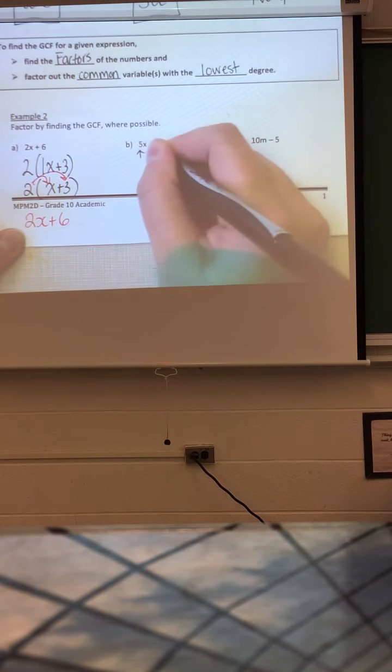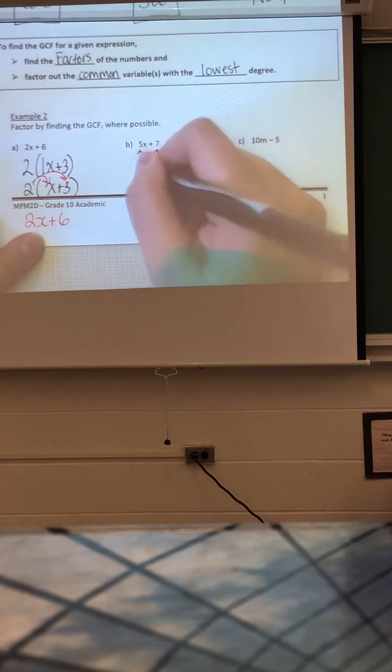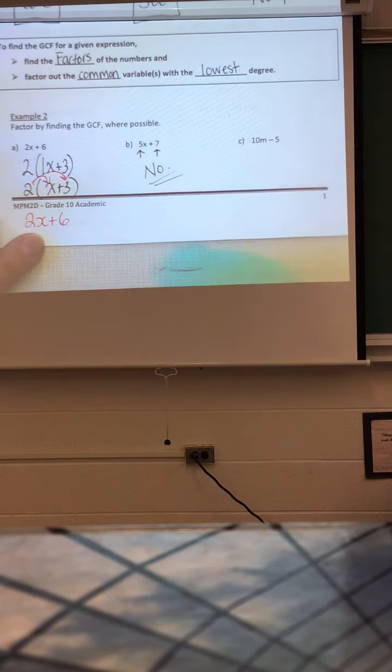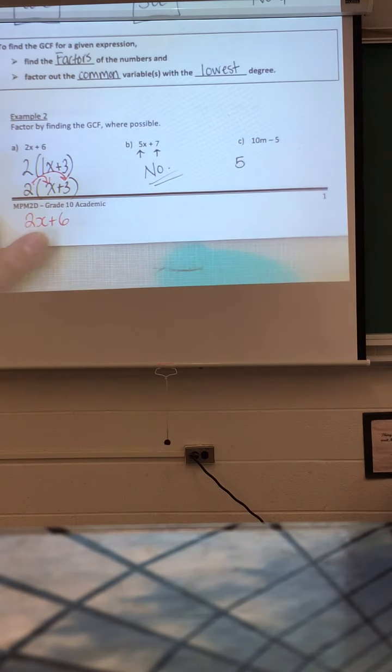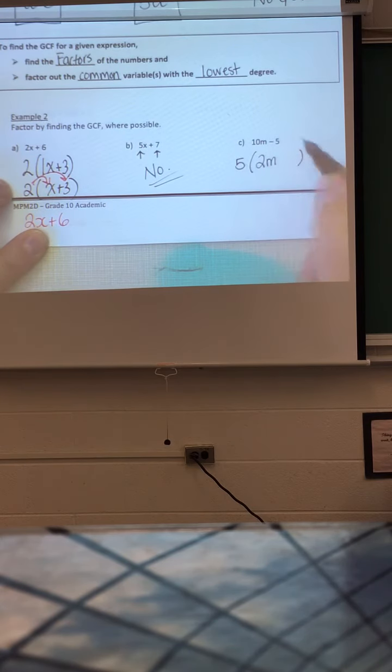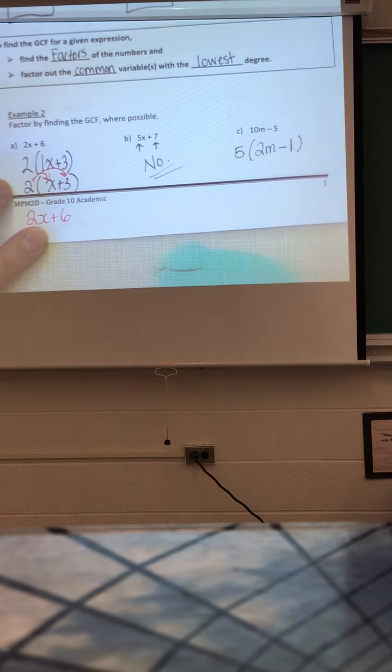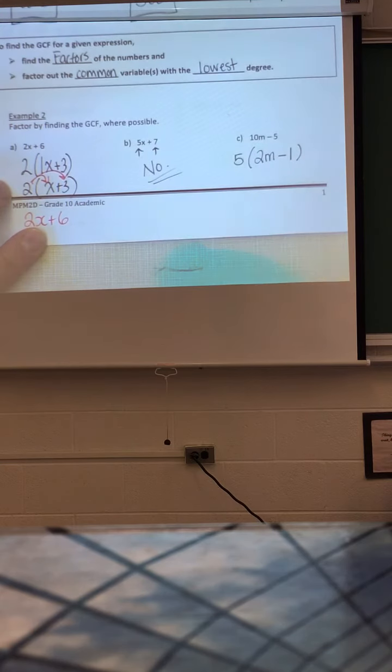Look here. Do we have a greater common factor here? No. Okay, so there's nothing else that we can do with this question. What about here? I have a 5 in common between 5 and 10, but m is not in common. So I'm going to put my brackets. 5 times what will multiply to give me 10? I need my m, and 5 times what is going to give me negative 5? Negative 1. Okay, and if I expand that back out, I'm going to get 10m minus 5, so I know I did that correctly.